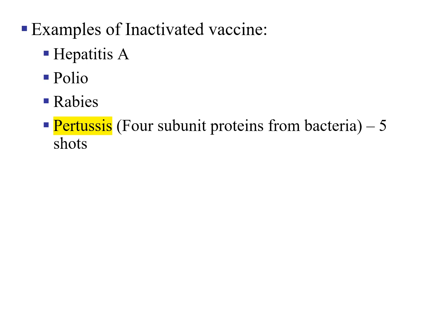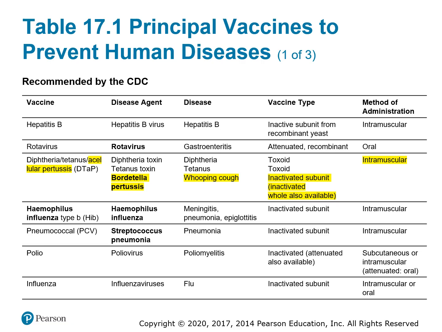Examples of inactivated vaccines are hepatitis A, polio, rabies, and pertussis. We're going to talk specifically about pertussis. Pertussis is caused by bacteria. That is the bacteria. The name of the disease it causes is whooping cough, and it is an intramuscular injection.